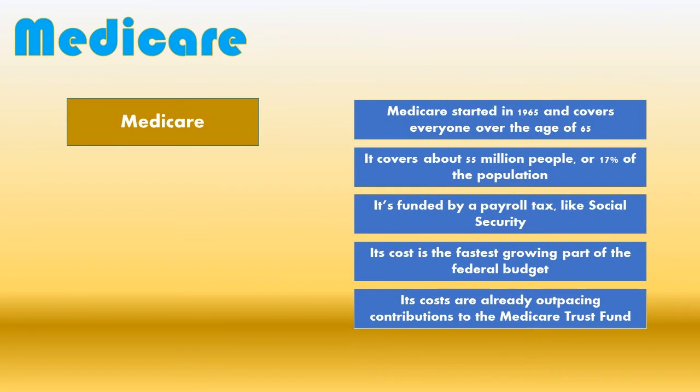Medicare, we've talked a lot about while we were talking about the budget. Medicare covers everybody over the age of 65. It covers about 17% of the population. This is the biggest health insurance company in the world, and it's run by the government. This is funded by a payroll tax like Social Security, so I pay half and my employer pays half. And this is the fastest growing part of the budget.